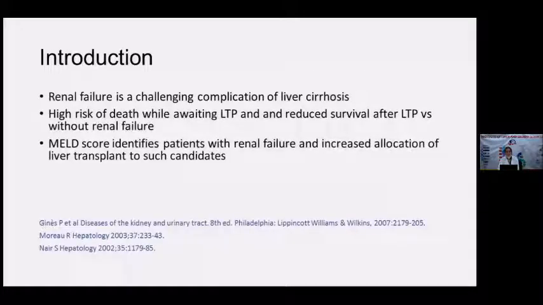Renal failure is a challenging complication of liver cirrhosis. There is a high risk of death while awaiting liver transplant and reduced survival after liver transplant versus without renal failure. The MELD score identifies patients with renal failure and increases allocation of liver transplant to such patients.